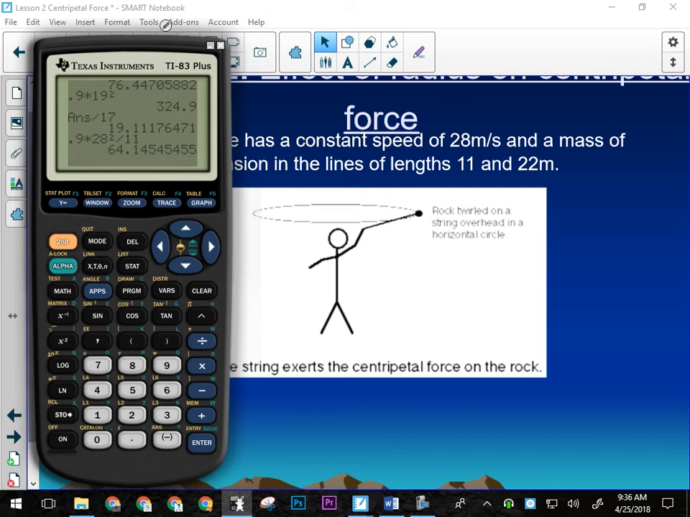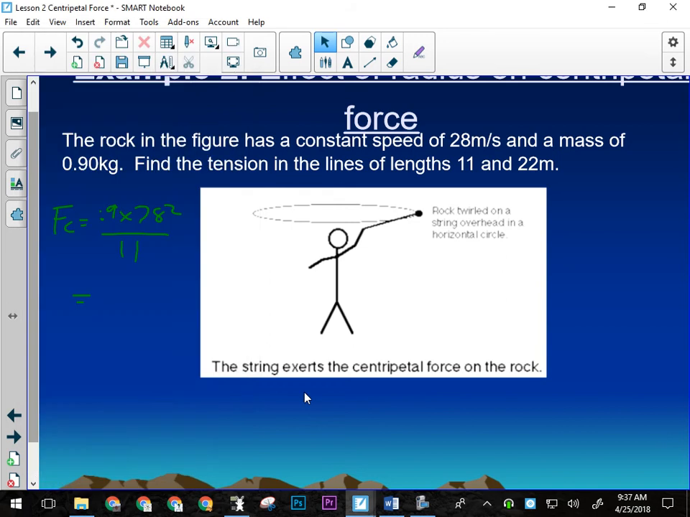All right, so we got a centripetal force of 64 newtons for the first one. If I double the radius and keep the speed the same, that number should come out to not 64, but half of that, 32, right? So we'll check. 0.9 times 28 squared, so I'm keeping the speed the same, divided now by 22, okay, 32. So we know that there's an inversely linear relationship, okay, between radius and centripetal force. Bigger the radius, smaller the centripetal force.